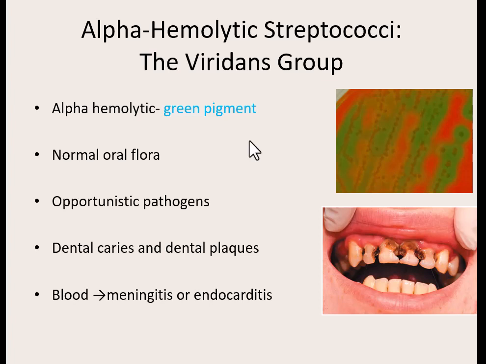Anything in this viridans group of bacteria, they're all alpha hemolytic. So on a blood agar plate, they're going to have that nice greenish color to it. Most of them are normal oral flora.